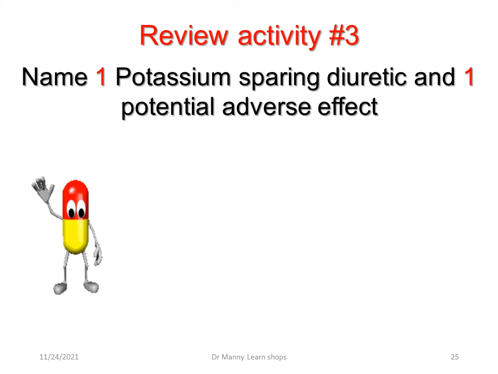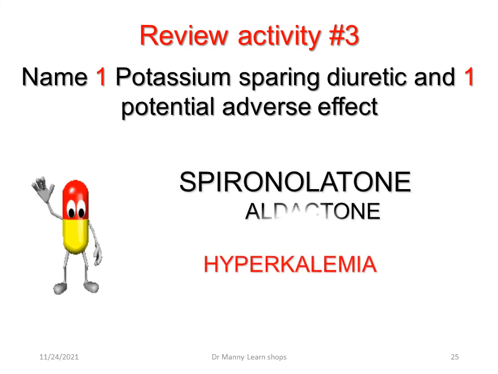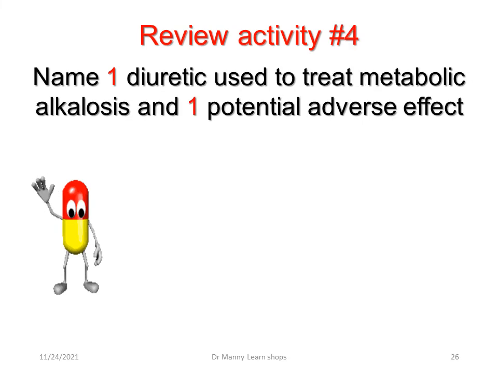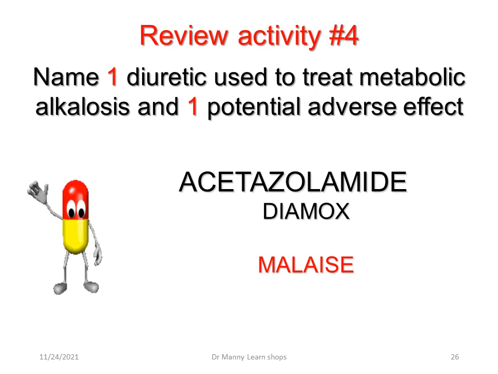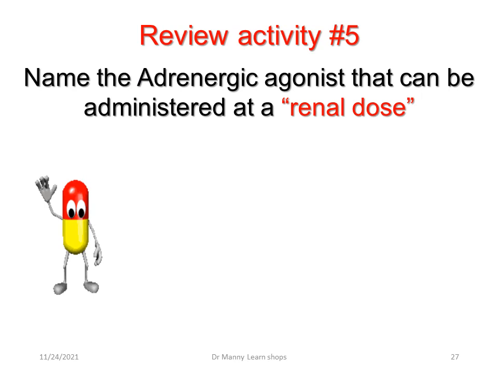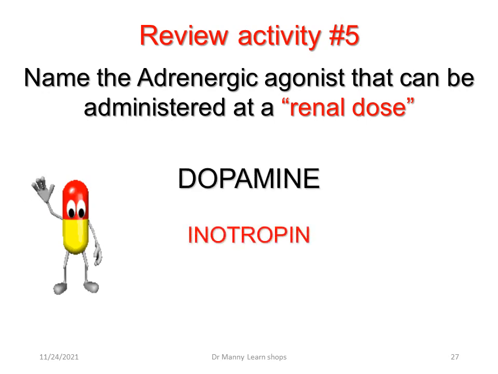Name 1 potassium-sparing diuretic and 1 potential adverse effect. Spironolactone, which can result in hyperkalemia. Name 1 diuretic that's used to treat metabolic alkalosis and 1 potential adverse effect. Acetazolamide or Diamox, malaise is one of the adverse effects. Name the adrenergic agonist that can be administered at a renal dose. That would be dopamine, inotropin.